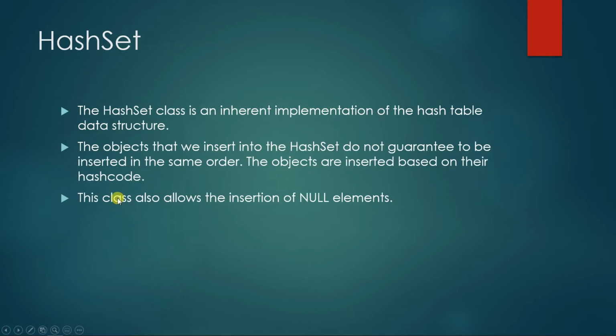Let's take a look at hash set. The hash set class is an inherent implementation of the hash table data structure. The objects that we insert into the hash set are not guaranteed to be inserted in the same order. The objects are inserted based on their hash code. This class also allows the insertion of null elements.